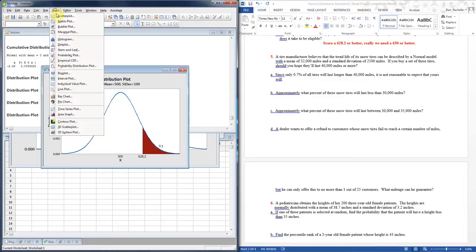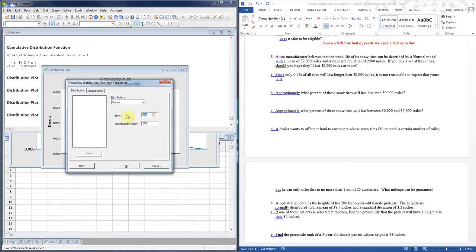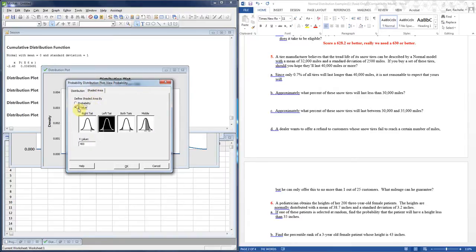So let's go up to Graph, Probability Distribution Plot, the probability view. I want to change my mean to 32,000 and my standard deviation to 25,000. And I want to know the probability that I'm going to last longer than 40,000 miles. So notice I'm doing area to the right because I want it to last greater than that. Okay, this is pretty unreasonable because you should see that's a small standard deviation, and 32,000 and 40,000 are pretty far apart, so it's probably not going to happen.